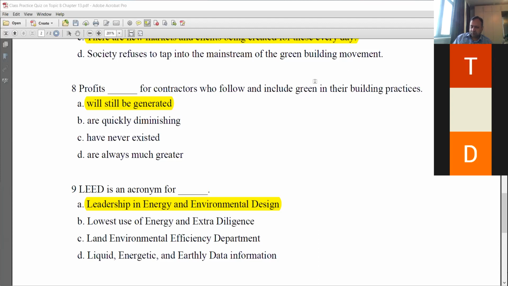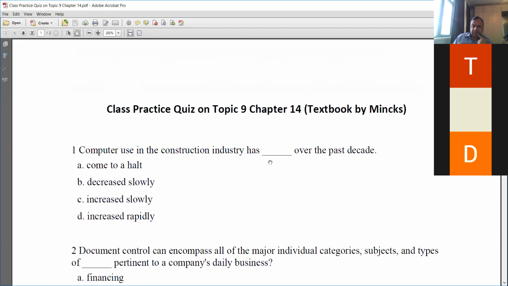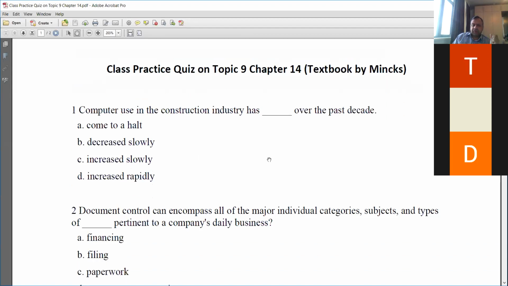Okay, so now let's move to the next chapter. Let me find it. Yes, this one. Okay, so the first one for this next chapter: computer use in the construction industry has dash over the past decade.